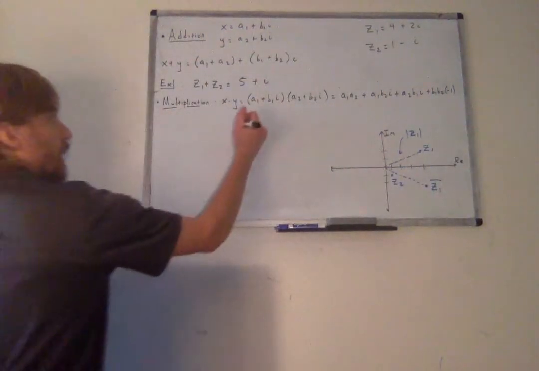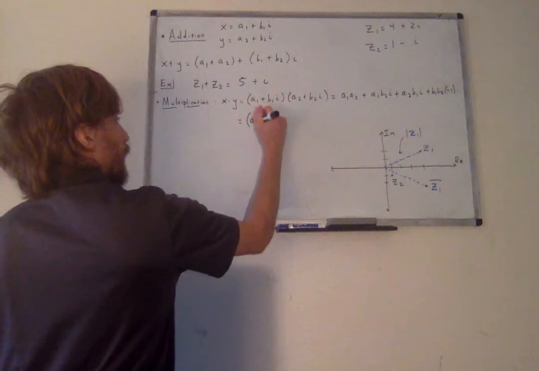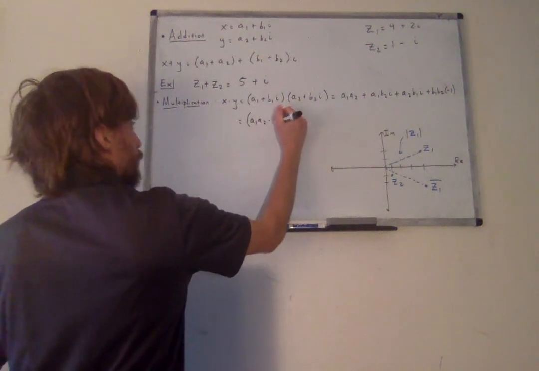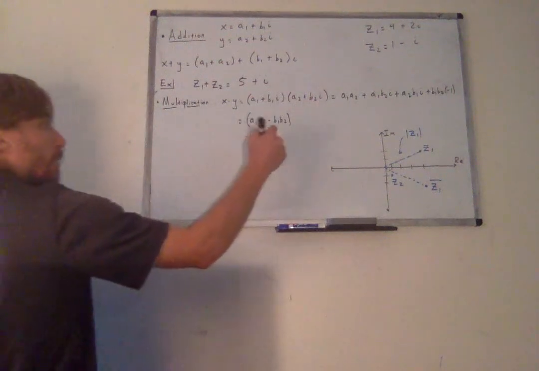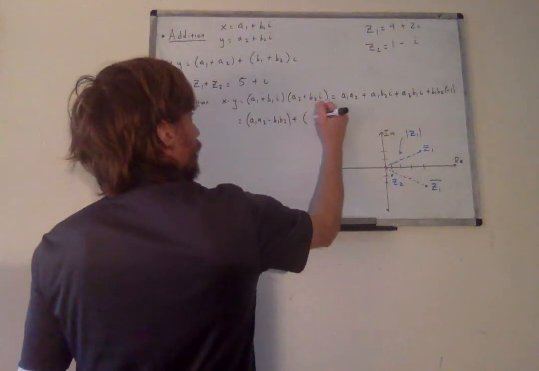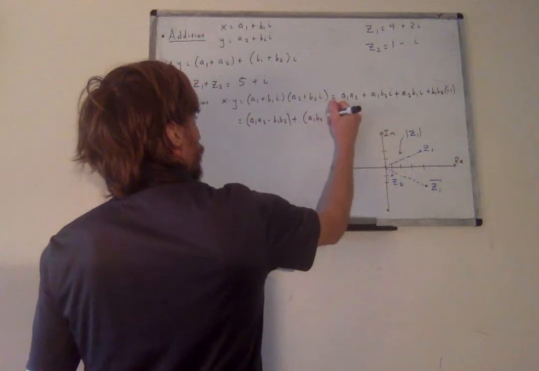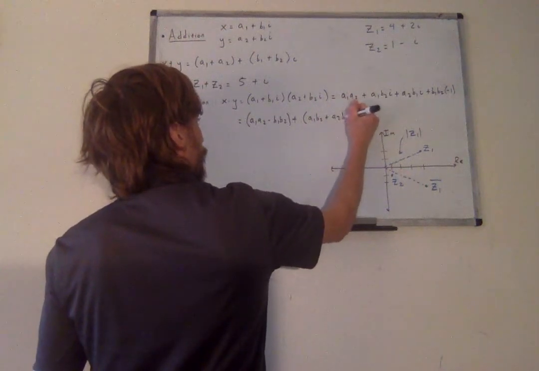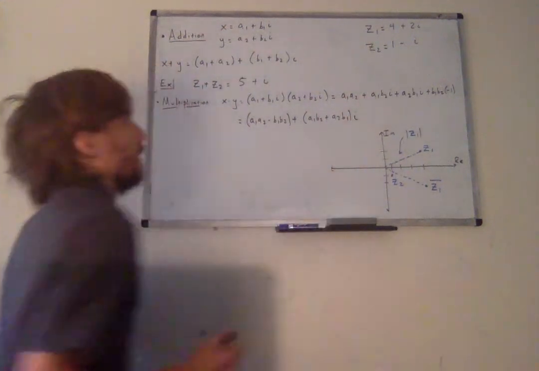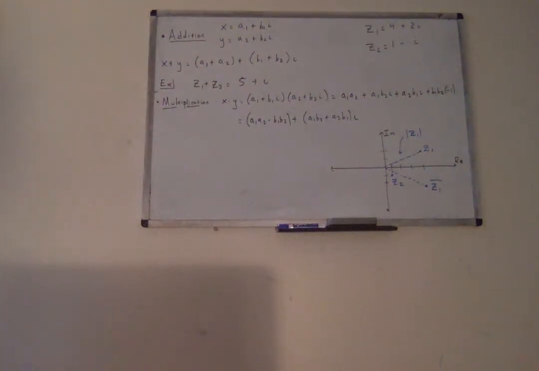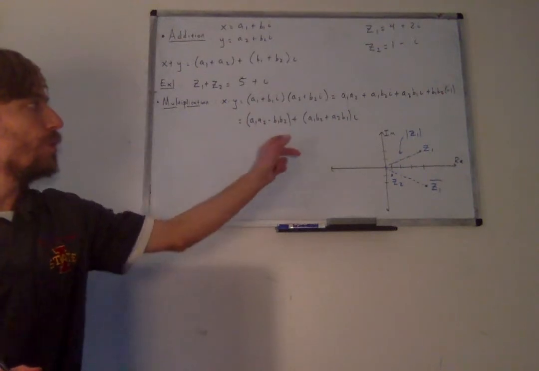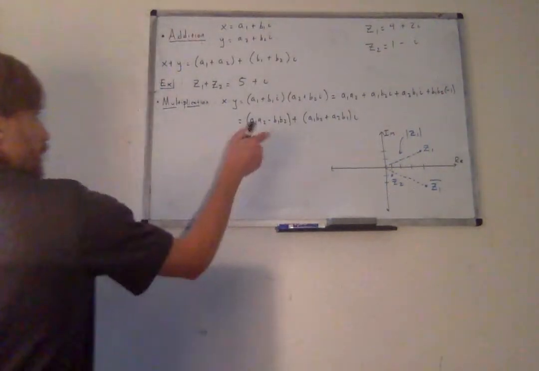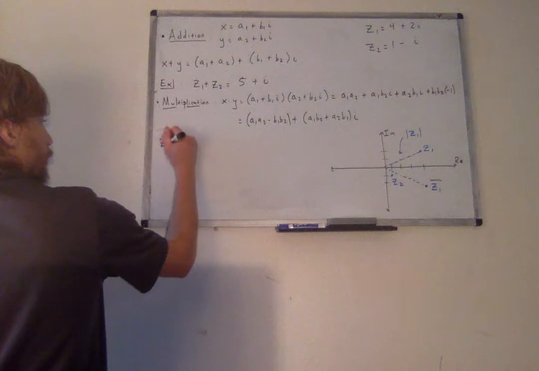And so notice, grouping like terms, this is equal to a1 a2 minus b1 b2, and this is the real part of this product, plus a1 b2 plus a2 b1, times i, and this is the imaginary part of this product. So you could FOIL each time, or you could use this formula. Since I FOILed before, I'll use the formula to do the example.